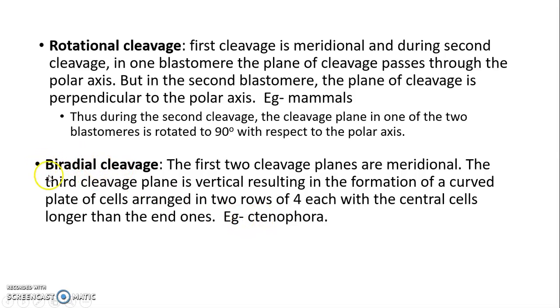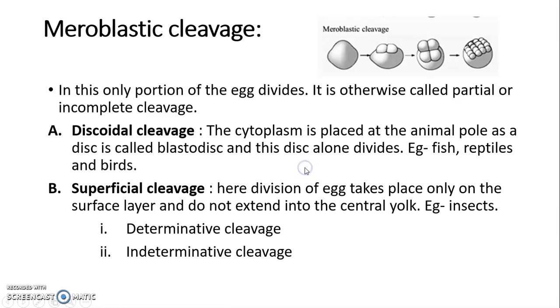Radial means radial. Biradial means on the two sides. The first two cleavage planes are meridional. The third cleavage plane is vertical, resulting in the formation of curved plates. Example: in Ctenophora.